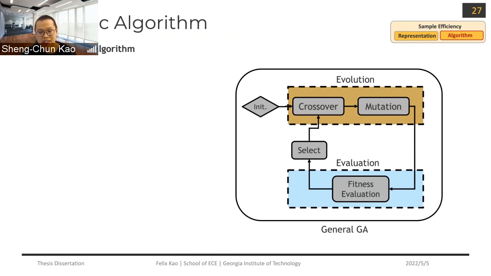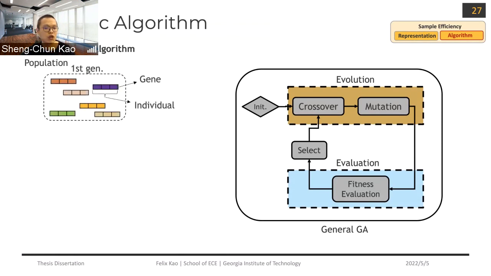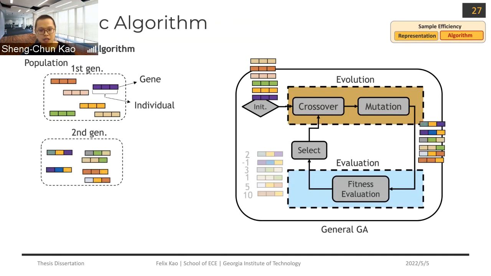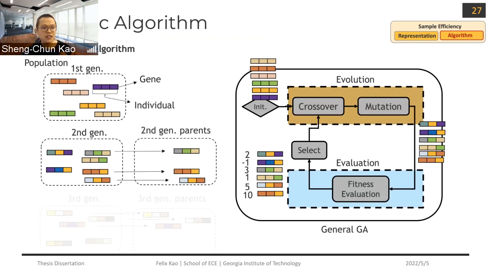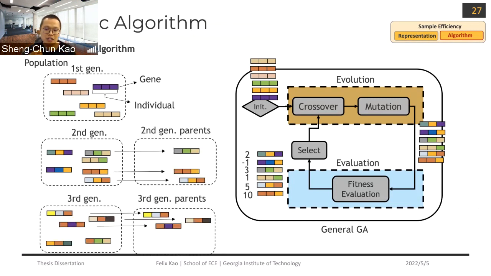At the start, you initialize a population, and there are multiple individuals in a population. Each individual has multiple genes. Then we use operators like crossover and mutation to perturb their genes, evaluate them with the cost model, and select some good ones as the parents of the next generation. Then start all over again. It iterates until the algorithm converges or reaches the runtime or sampling limit.